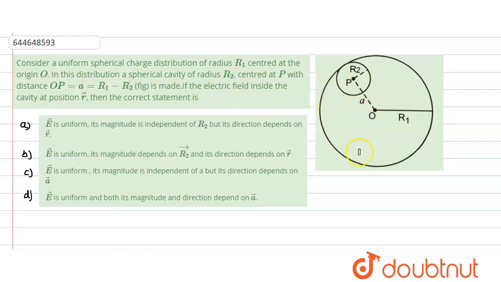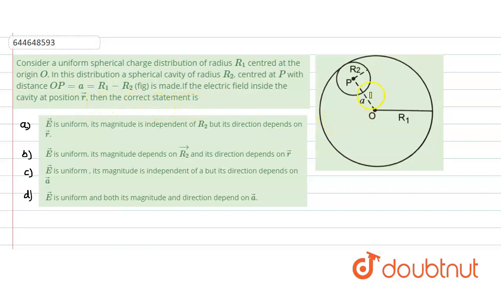So this is our sphere. Here we are making a cavity, at its center P, and our spherical center is at O. Now a is given as r1 minus r2. So basically this is the vector which is r1 vector minus r2 vector. Now if the electric field inside the cavity at a position r, then we need to find the correct statement.